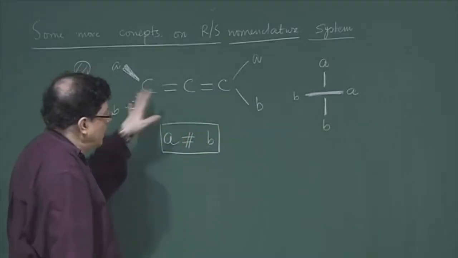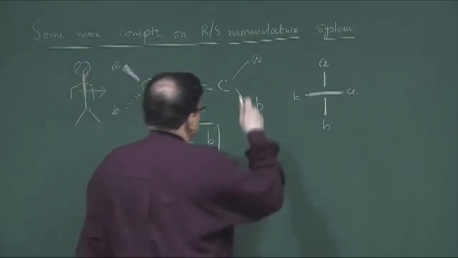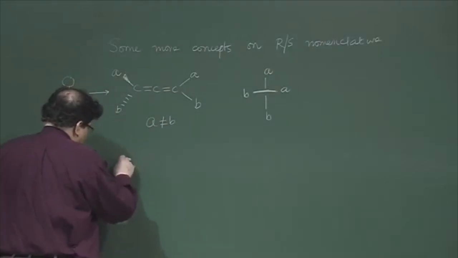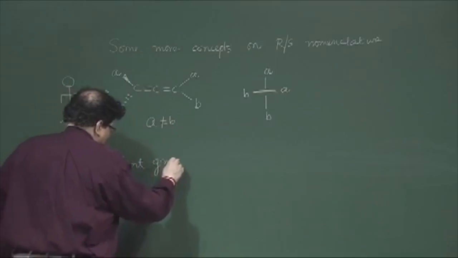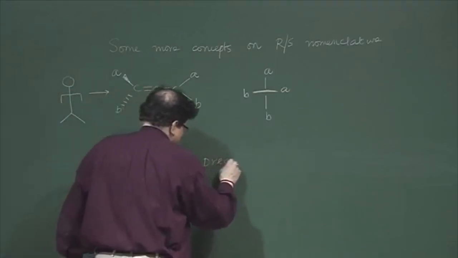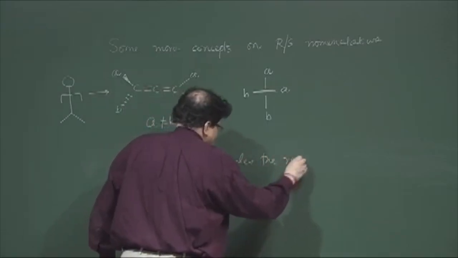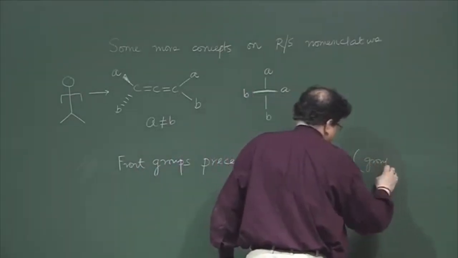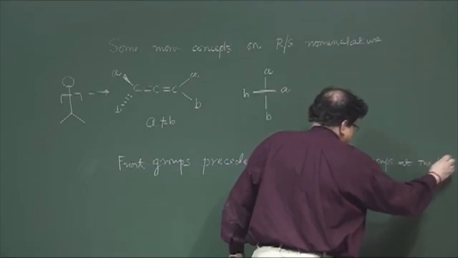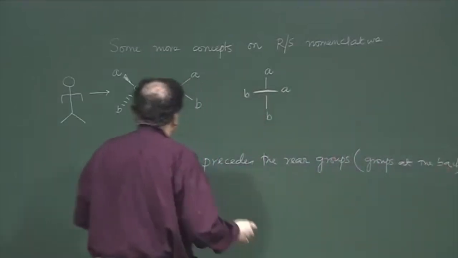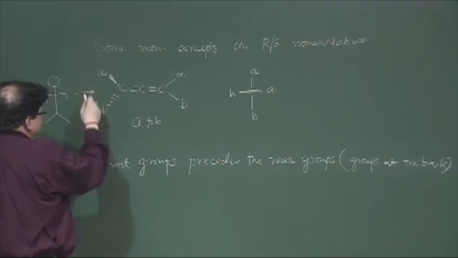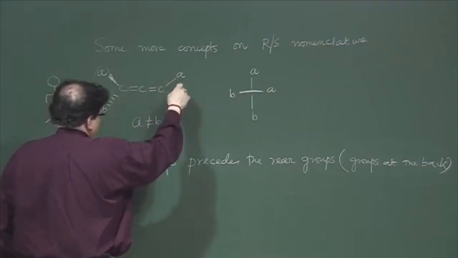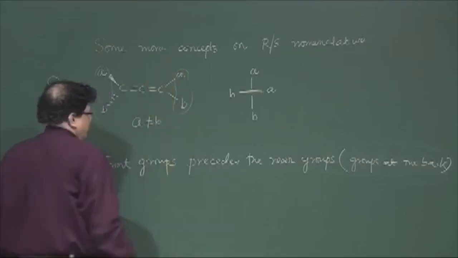Now, in order to assign RS configuration, because I am seeing it from this side, the rule says that the front groups precede the rear groups, that means the groups at the back. So if you apply this rule, because you are looking from this side, this A and B will take higher precedence because they are the front groups, than these groups A and B in the rear position.